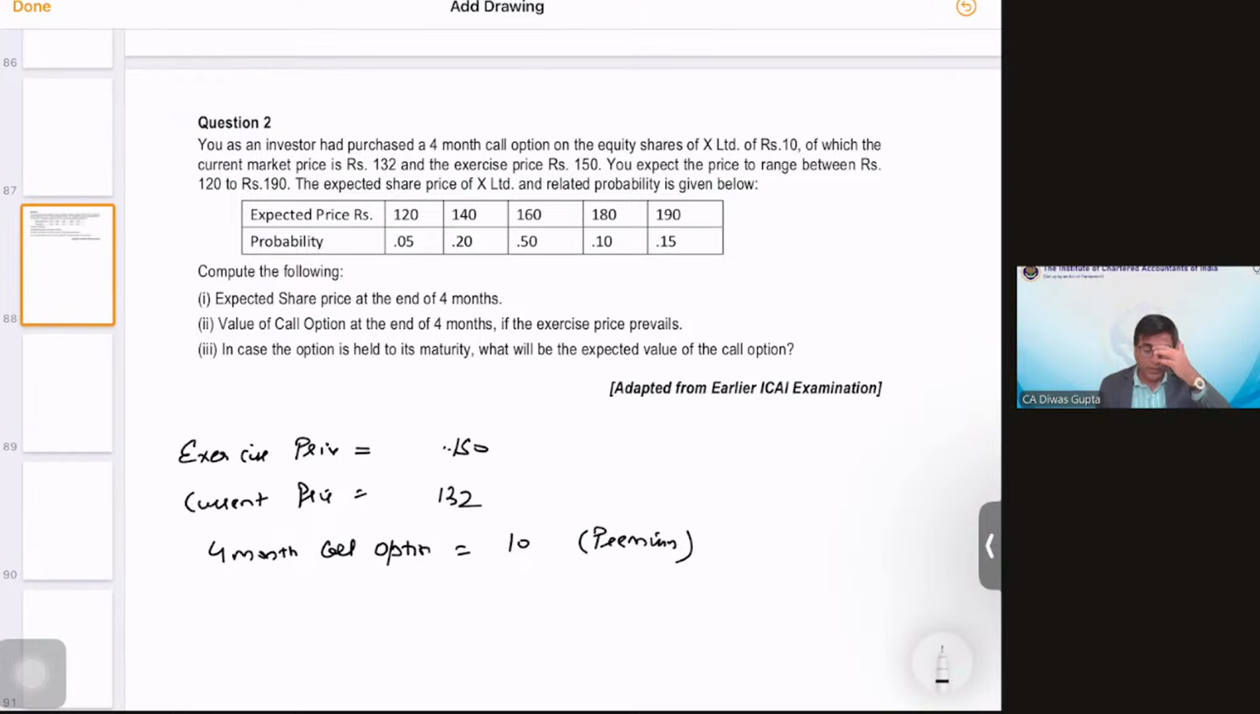The expected price is 120, 140, 160, 180 and 190. There are different probabilities that are also given: 5%, 20%, 50%, 10% and 15%. Compute the following. Expected share price at the end of the 4 months. Value of call option at the end of the 4 months if the exercise price prevails. In case the option is held to maturity, what will be the expected value of the call option?